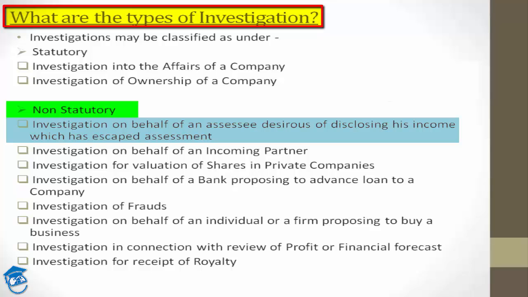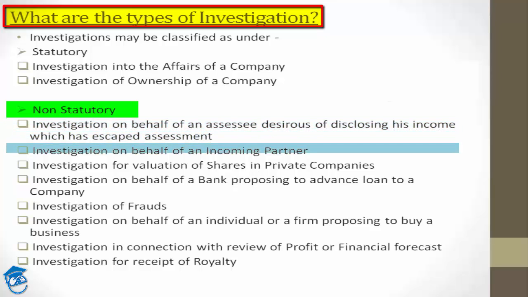Why? Because maybe some factors were affecting during that moment of time. Now, that person has appointed an investigating officer on behalf of that assessee who is now desirous of disclosing his income that had earlier escaped assessment. So, that is something which will be covered under the non-statutory part. Nowhere has it been written that this investigation has to be done as far as the legal statute is concerned. So, this is something which is voluntary in nature.